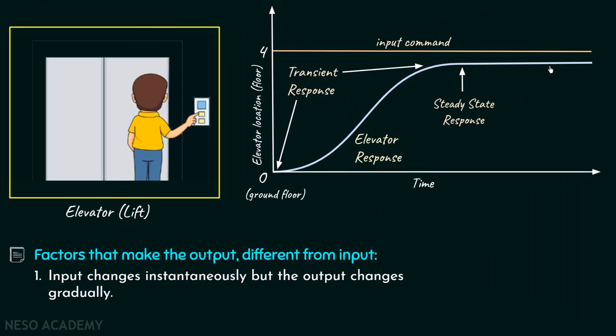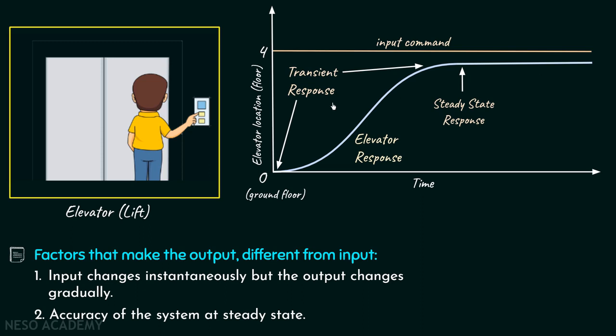So now we have understood that this particular response lasts for a short interval of time, and we call this response the transient response. And this response is a permanent response of the system, and we call this response the steady state response because the system has reached the steady state. But there is one more factor that can make the output differ from the input in the steady state of the system, and this is the accuracy of the system at steady state. In our example, this corresponds to the floor leveling accuracy of the elevator.